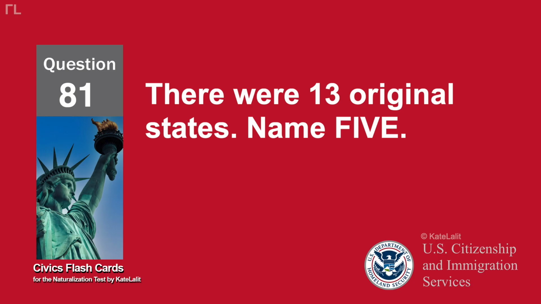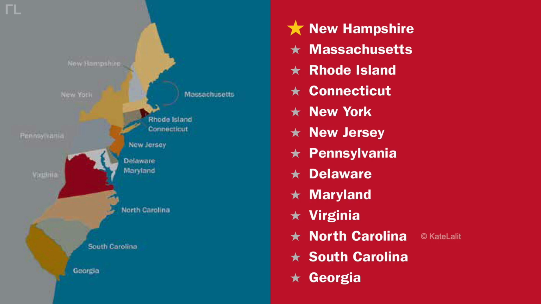There were 13 original states. Name 5. New Hampshire, Massachusetts, Rhode Island, Connecticut, New York, New Jersey, Pennsylvania, Delaware, Maryland, Virginia, North Carolina, South Carolina, Georgia.